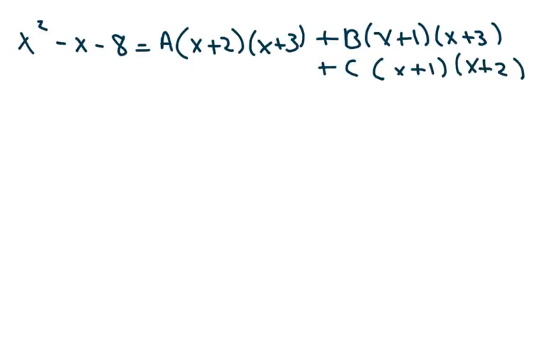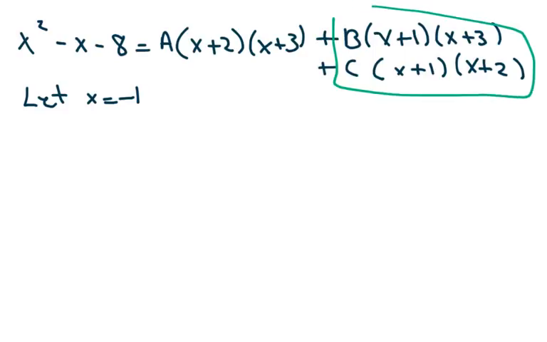And basically the first thing we're going to do is go ahead and let x be negative 1. When we let x be negative 1, what happens here is these two right here will go away, because you're going to have negative 1 plus 1 in both of these. That's going to be 0, and that's going to knock out this whole thing. Same with this one. So we'll find a this way.